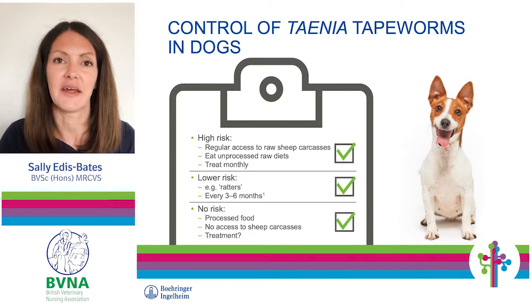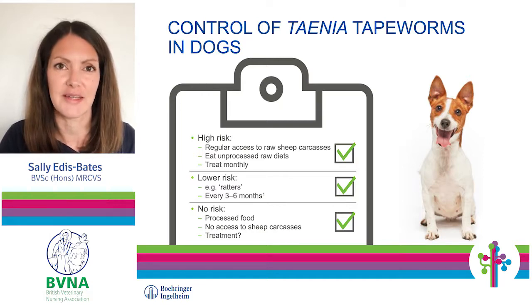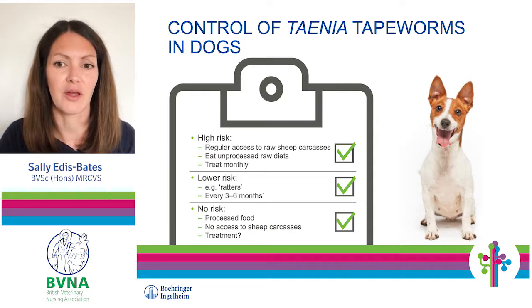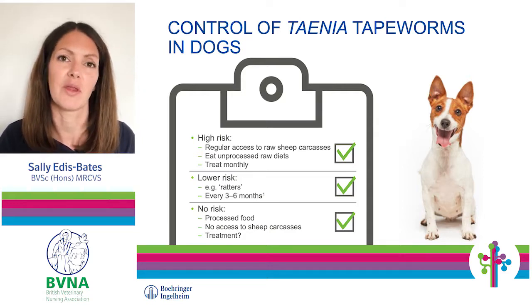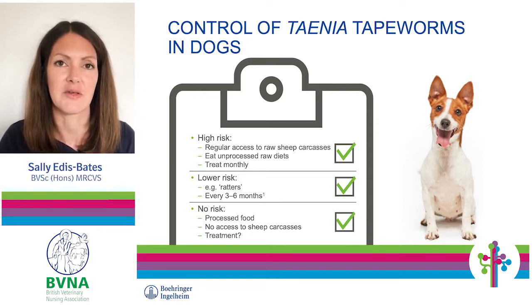Now moving on to Taenia in dogs. Dogs are considered high risk of becoming infected with Taenia if they have regular access to sheep carcasses or they eat an unprocessed raw diet. So if a dog is considered as a high-risk dog, then they should be wormed every month with either praziquantel or fenbendazole.